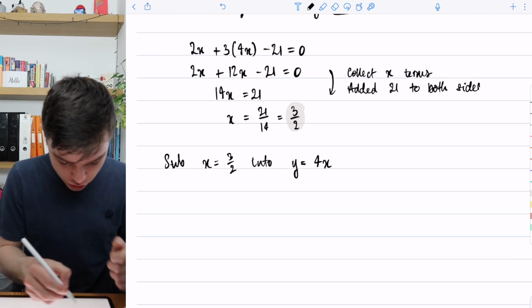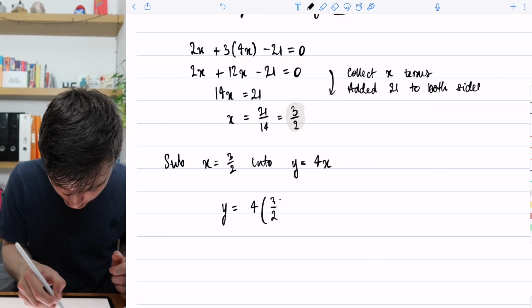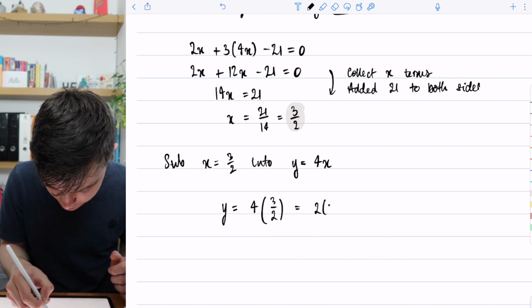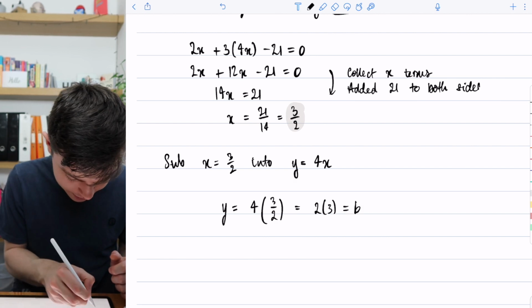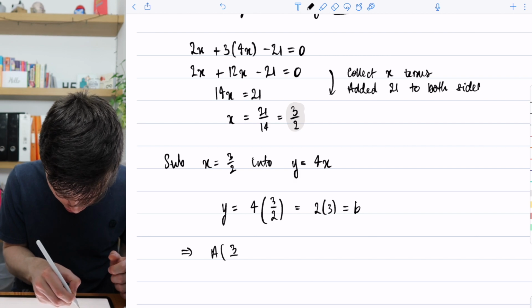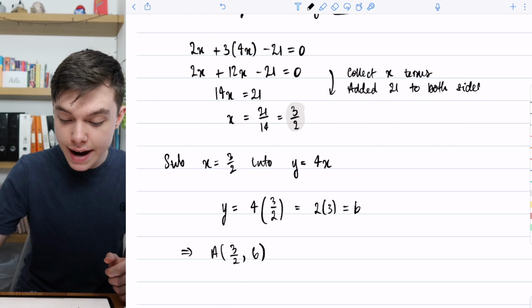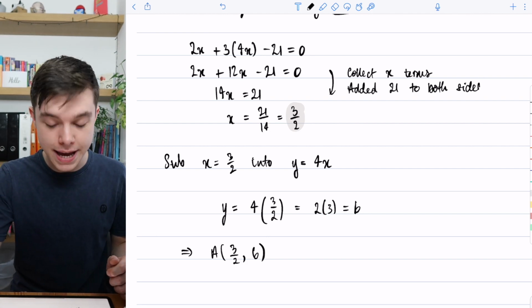So doing that, we'll have y is equal to 4 times x, which is 3 over 2. That's 2 times 3, which is 6. So that tells me the point A is 3 over 2, 6. Just checking that's correct. It is. So that's the point A.